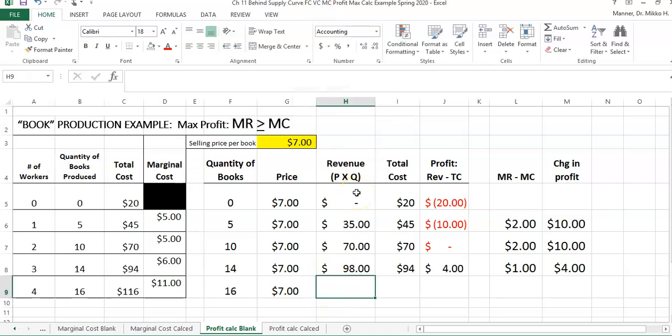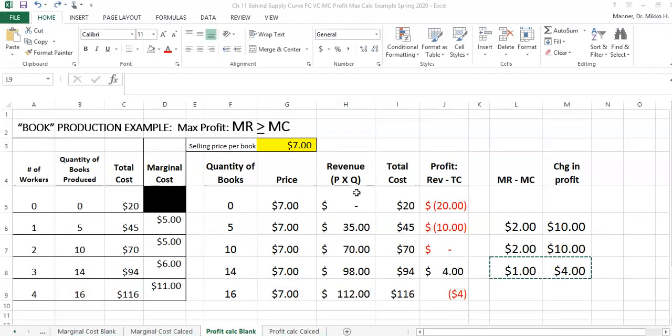And then the last example, right? The last worker, price times quantity, $112 of revenue. So $112 of revenue, total cost $116. So total profit of negative $4. So why did profit go down by $8 if we hire the 4th worker? Well, the 4th worker only helped us produce 2 extra books. So the marginal cost per book got a lot more expensive, right?